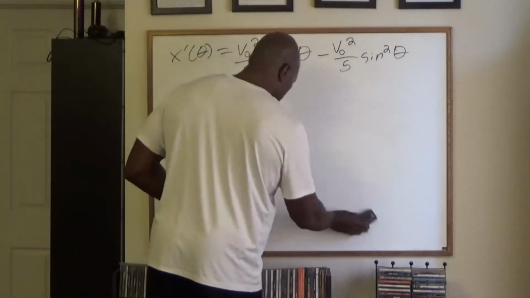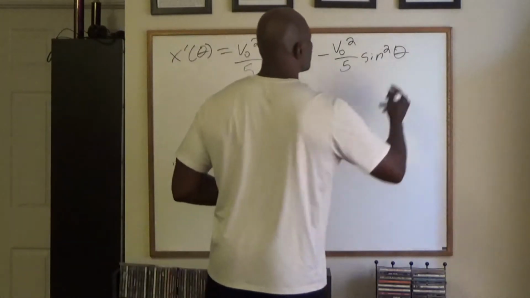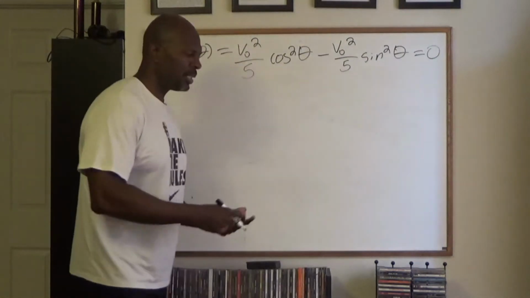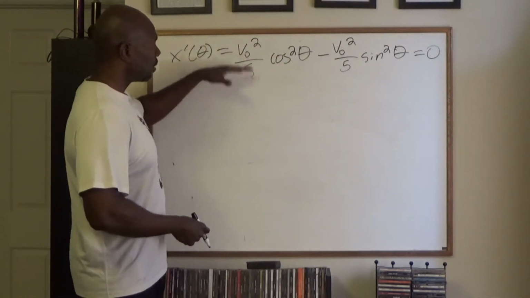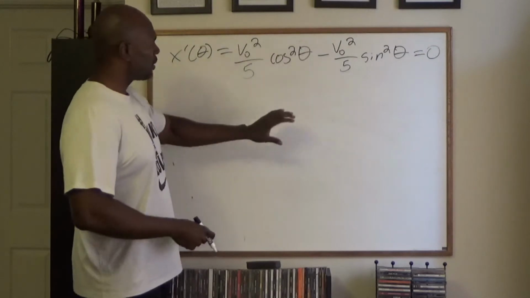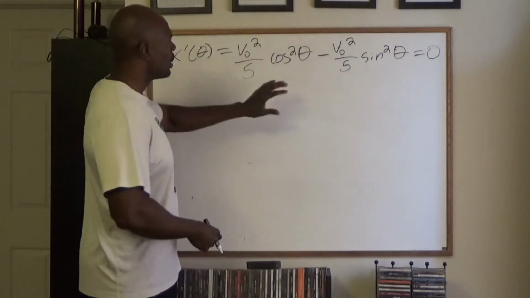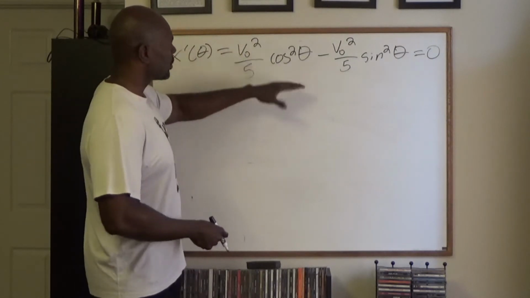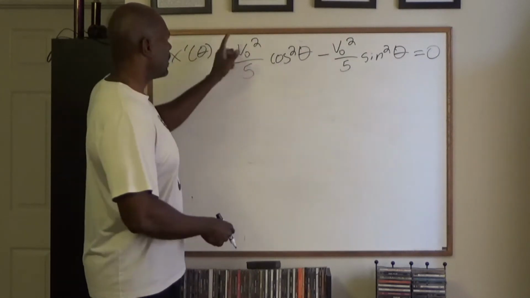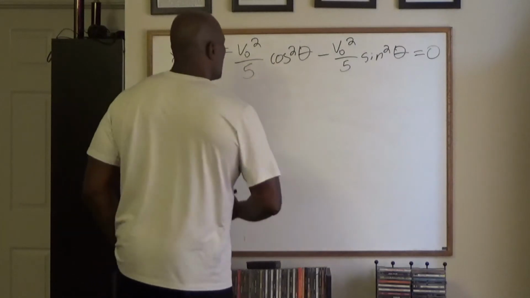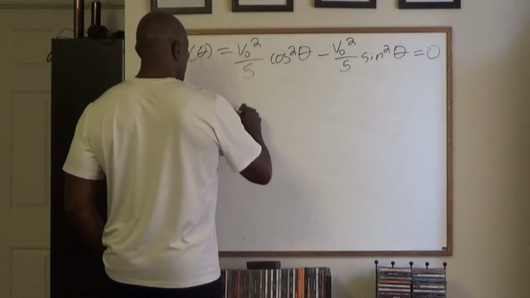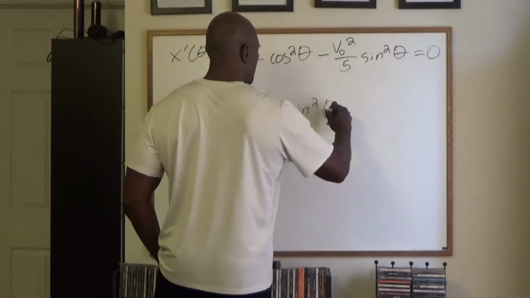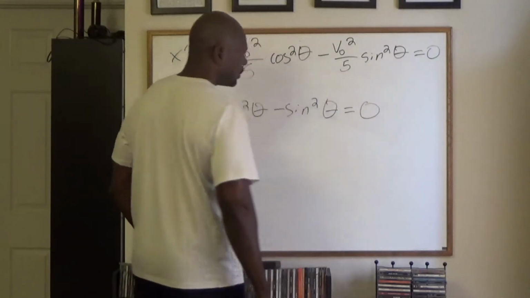So we're going to set this equal to 0. And again, you'll see another reason why I could have really just disregarded the v naught squared over 5. I have these two coefficients, so it makes sense to divide everything by this number. So I'm dividing everything by v naught squared over 5, and I get cosine squared theta minus sine squared theta equals 0.